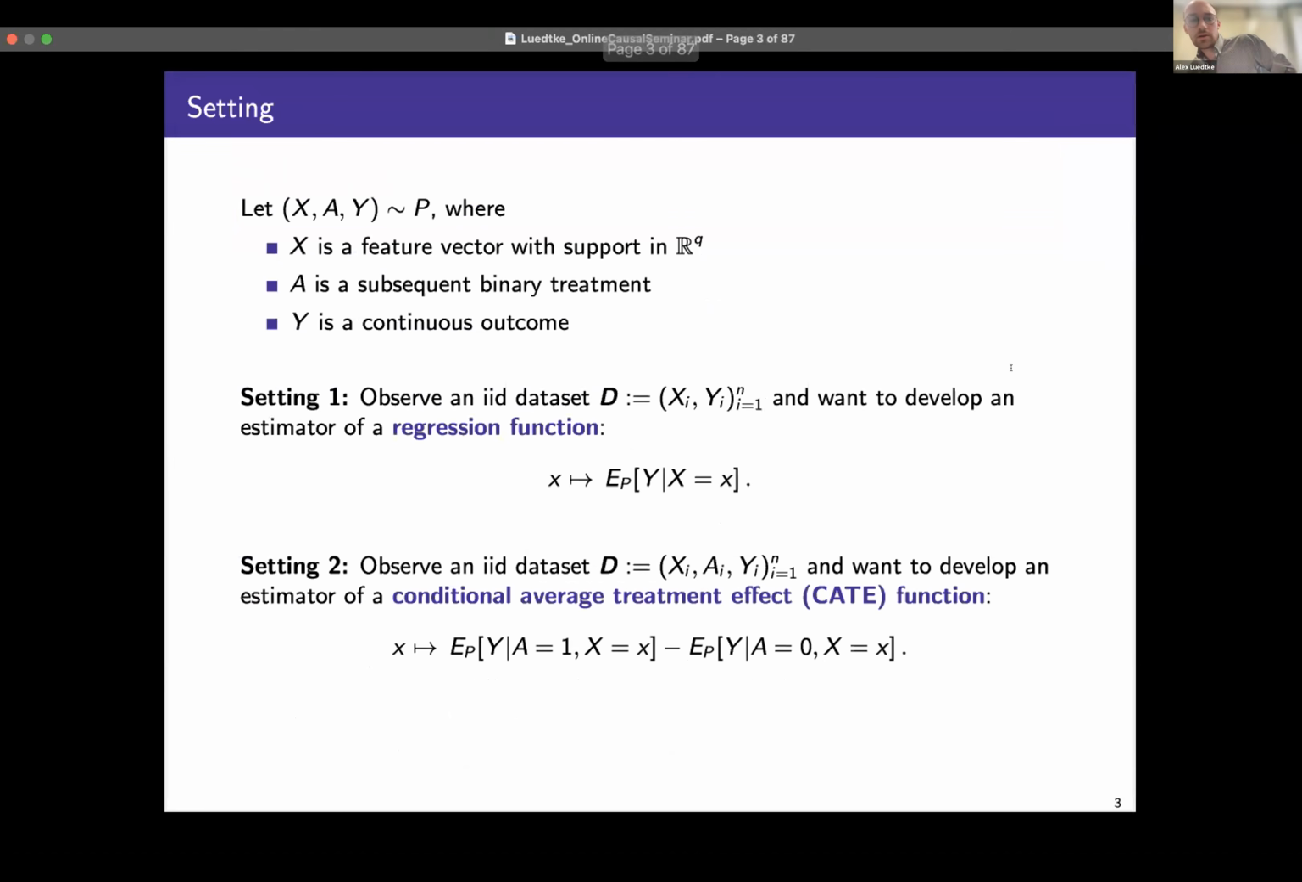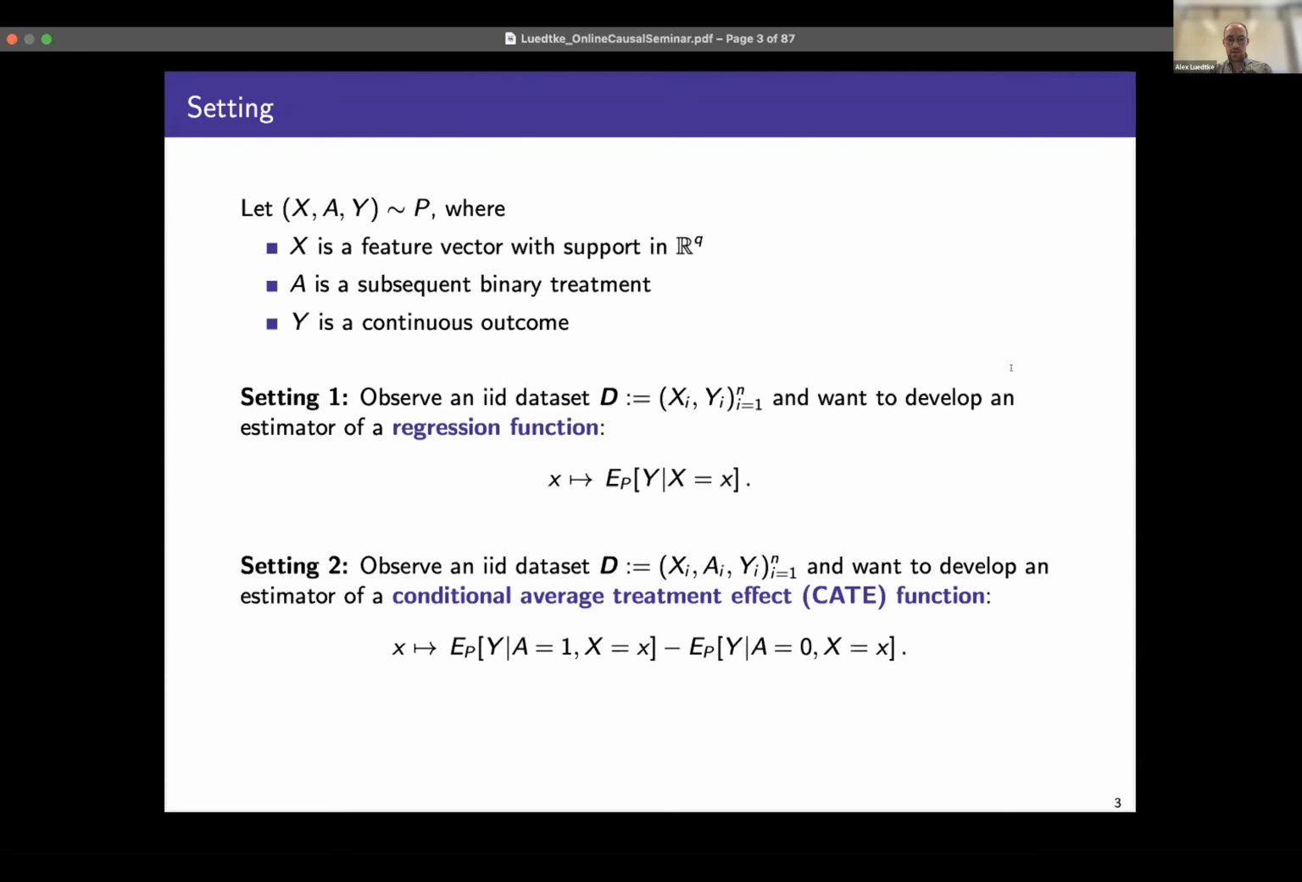So just to get started, the setting I'll work in today, I'll use X, A, and Y to denote a feature vector. The feature I'll assume is continuous and has support in the unit cube. A will be a binary treatment, and Y will be a continuous outcome. And I'm going to think about two settings, in part because it turns out they're closely related to one another, and one of them is just slightly simpler notationally at various points.